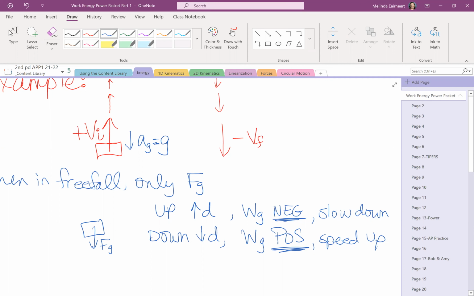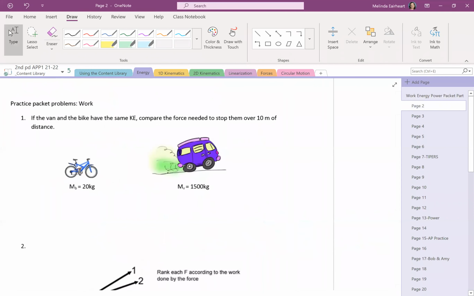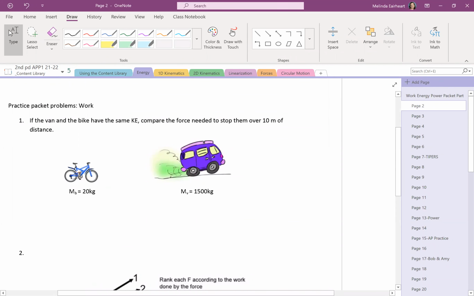Okay, let's move to page 2 finally and do some examples. So page 2 is going to be our basic example type, getting a little closer to AP towards the end of the packet, okay? And so we've got a van, a real heavy van, with a mass of 1,500 kg. Review time, do I need to convert that to just grams? No, remember kilograms is good, don't convert it. It's the only SI unit with a prefix, okay?